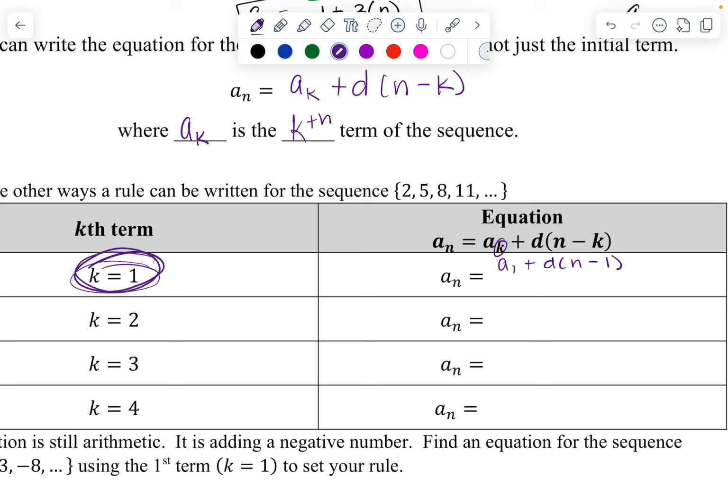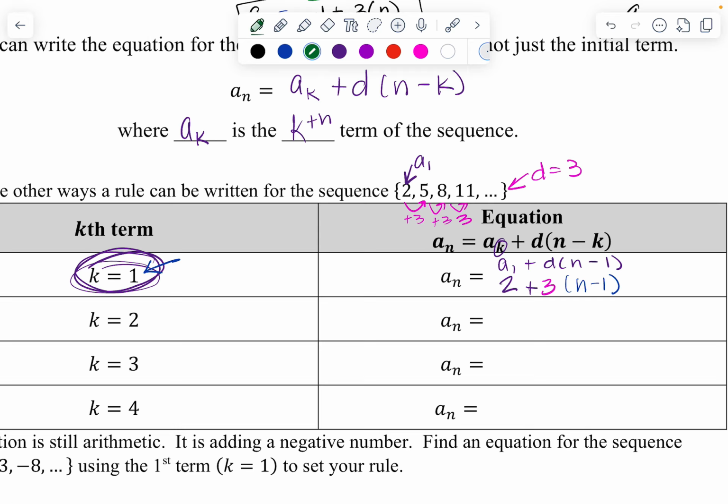So let's figure that out. In this sequence, this is 1. So we know a sub 1, or the first term, is 2, plus the common difference. We know we're going to add 3, add 3, add 3. So here, d equals 3. So we're going to put that here. And then n minus 1, because k is 1.